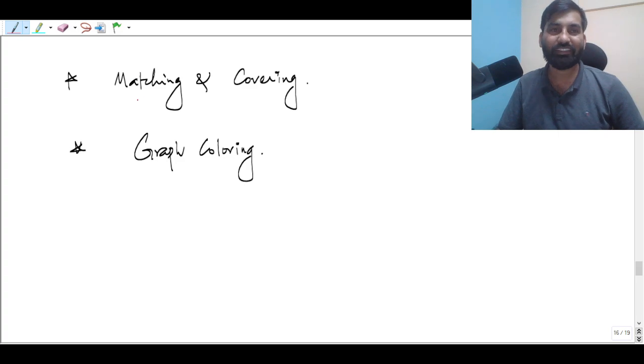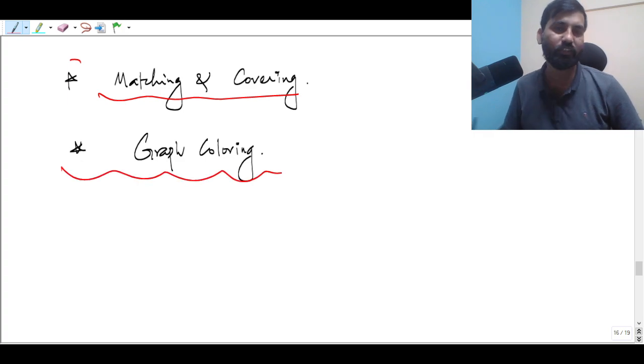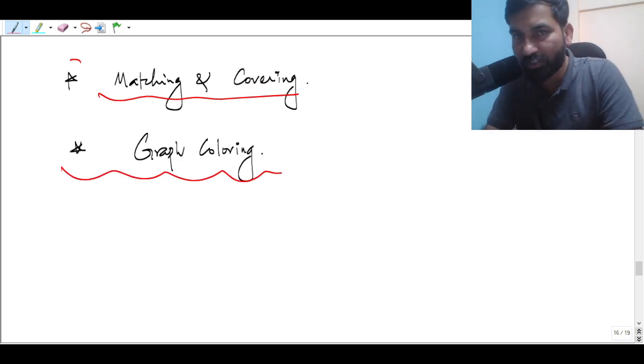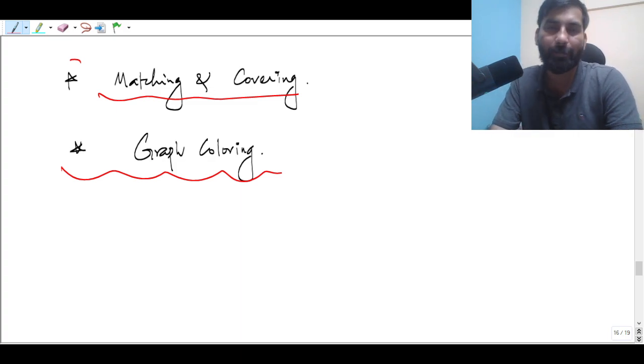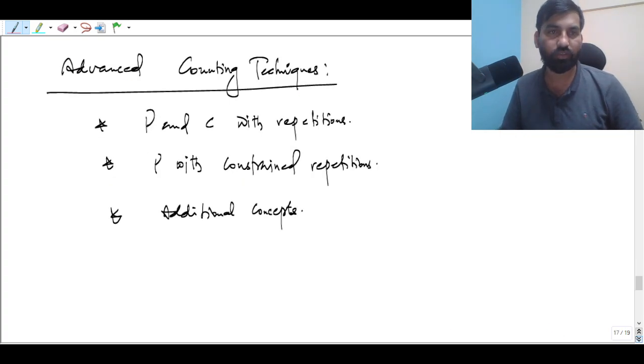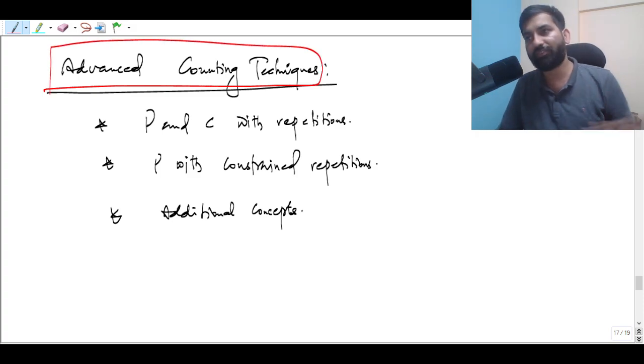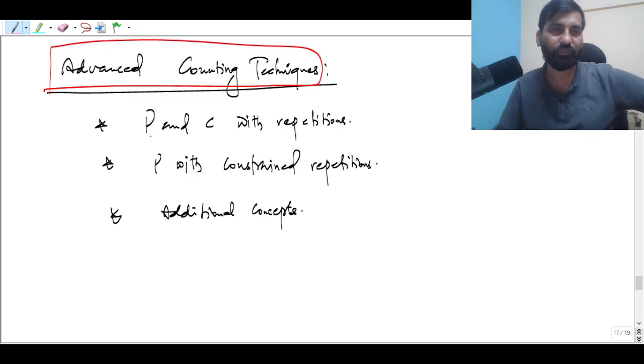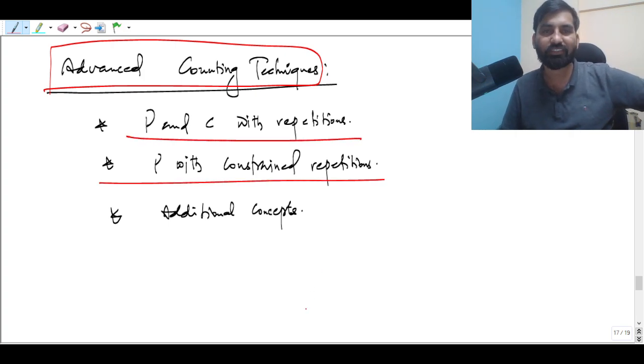And matching and covering, we'll talk about matching and covering concepts, and we'll talk about graph coloring, right? So basically under graph coloring, we'll color the vertices of the graph with different colors. So graph coloring is one of the important topics. And then advanced techniques, we may have already discussed some, but still we are going to talk about permutation and combination with repetition, permutation with constant repetition, and some additional concepts.